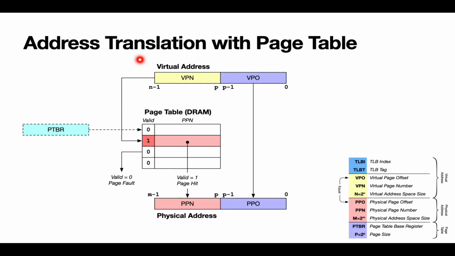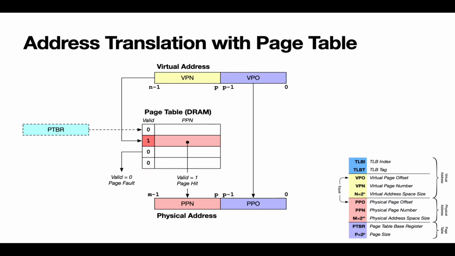Here at the top, we've got a virtual address that we're translating. You can see that this has n bits from 0 to n minus 1. And we're trying to translate that virtual address into a physical address here at the bottom of the page. You can see that this has m bits in it from 0 to m minus 1. And we're going to make use of the page table that we described in the last video.